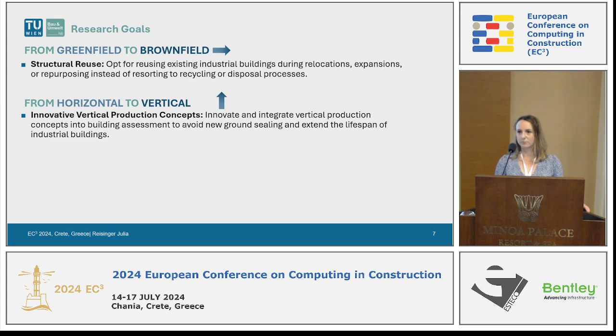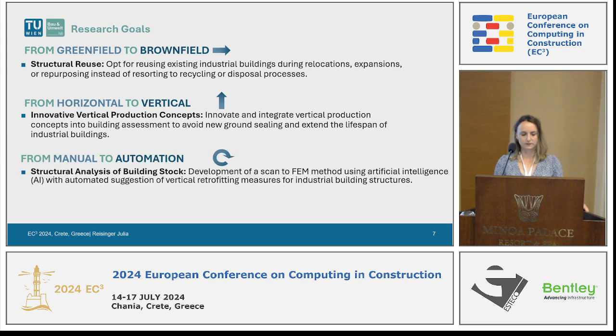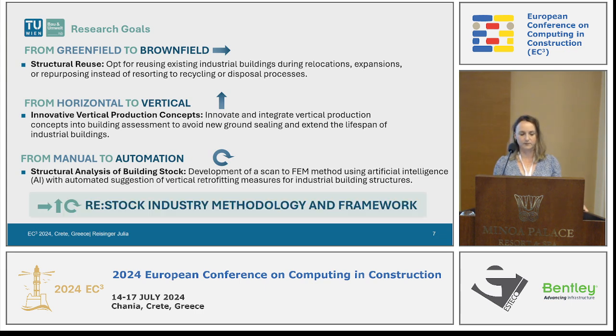Then, how can we go from horizontal to vertical? We need to find innovative vertical production concepts, integrating them into the building assessment to avoid new ground sealing and extend the lifespan of industrial buildings. And furthermore, we go from manual to automation. So how can we automate the structural analysis of existing buildings by developing a scan to finite element method using artificial intelligence, with automated suggestion of retrofitting measures for industrial building structures when they are vertically updated?